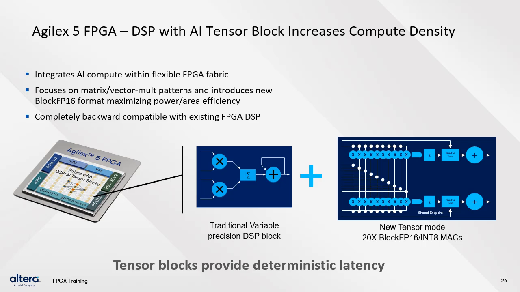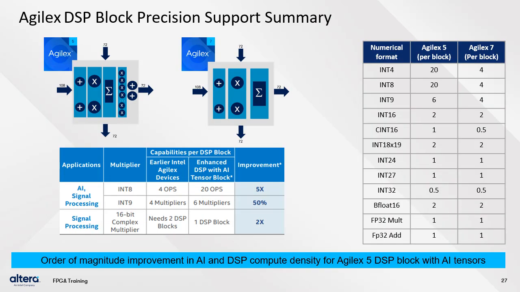AI tensor block. In Agilex 5, the DSP block is enhanced with a new tensor mode architecture, which increases the number of multipliers to 20, up to 5x compared to other Agilex families. Let us explore the Agilex DSP block precision support summary.